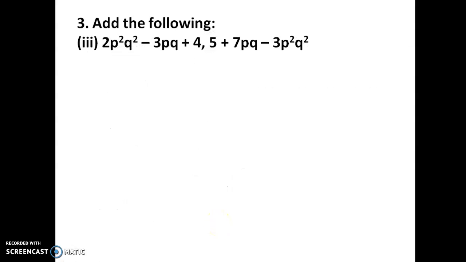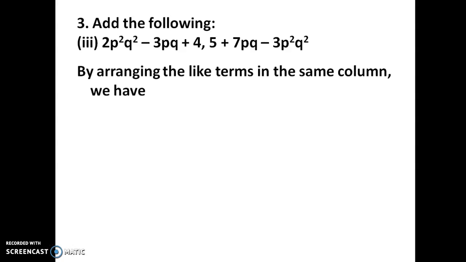Third problem, add the following. So we are going to do addition of two polynomials, by arranging the like terms in the same column. First we have to see which terms are like terms and which are unlike terms. Here 2p square q square. In this polynomial, where is p square q square? Here it is. So these two are like terms.